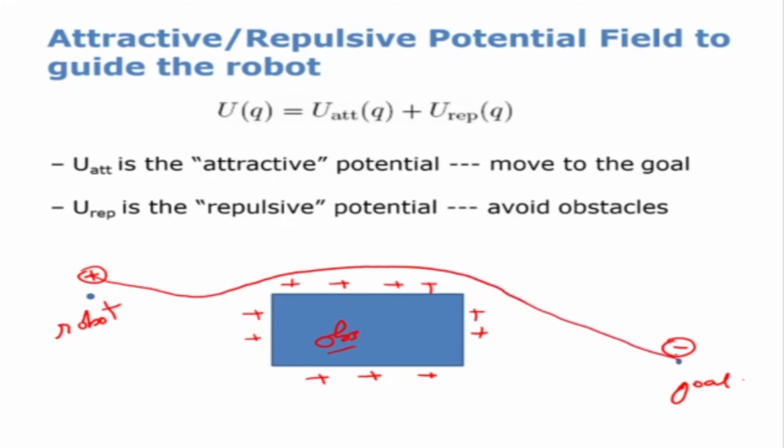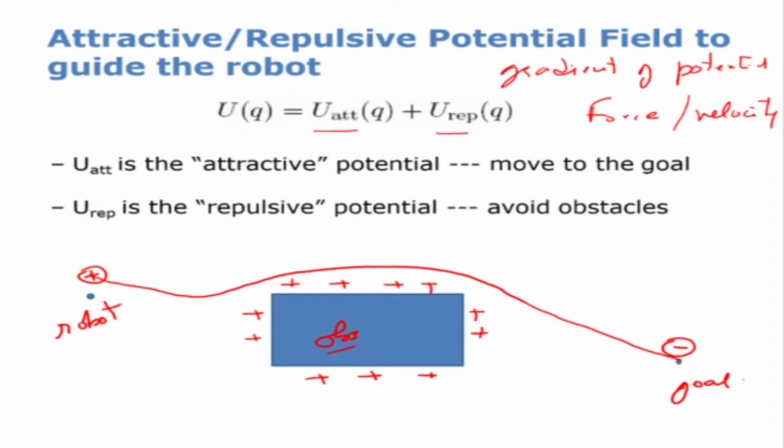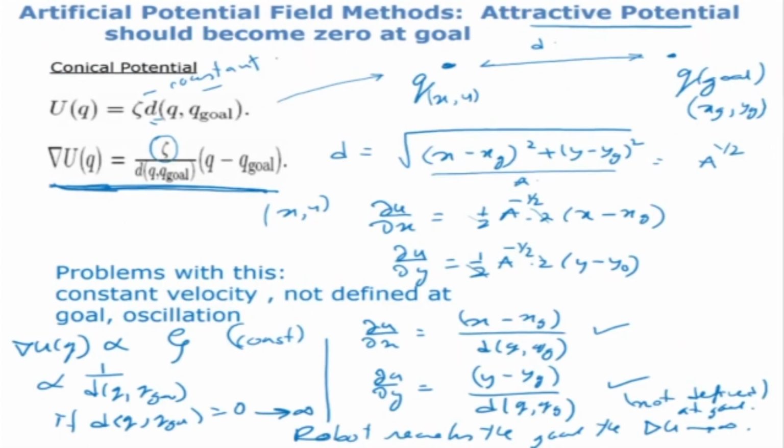So basically we have an attractive potential and a repulsive potential, and at every point in the vector field the robot is subjected to a force which is the gradient of the potential. The gradient of the potential is a force which guides the robot towards the goal and away from an obstacle. Force, or we can also say it's a velocity of the robot. Now we have to assign the attractive potential. That means we have to define an attractive potential function, and also a repulsive potential function.